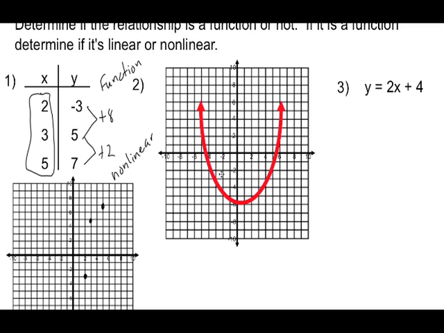Number 2, we have a graph. So if we use our vertical line test, we can see that there is no point on our graph where 2 points are intersected at one time by our vertical line. You can see it's only 1 point each time. So this is a function, and it obviously is nonlinear. It makes a curve.